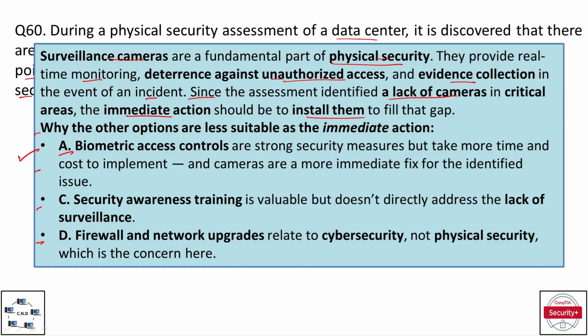Option A, biometric access controls are strong security measures but take more time and cost to implement, and cameras are a more immediate fix for the identified issue. Option C, security awareness training is valuable but does not directly address the lack of surveillance. And option D, firewall and network upgrades relate to cybersecurity, not physical security, which is the concern here.